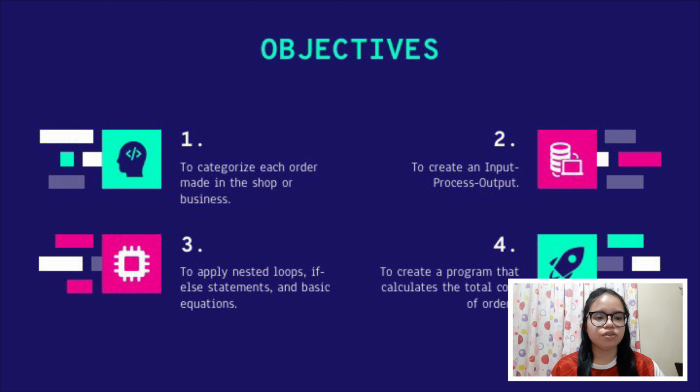Second, it is to create an input process output chart, or the IPO, which will serve as a clear layout and draft of the program. Third is to apply nested loops, if-else statements, and basic equations. This will serve as features needed in the program for it to run smoothly.